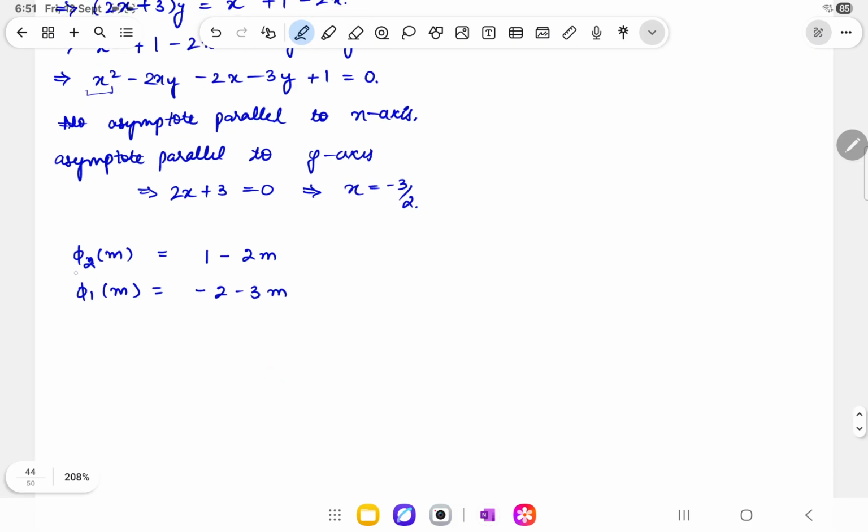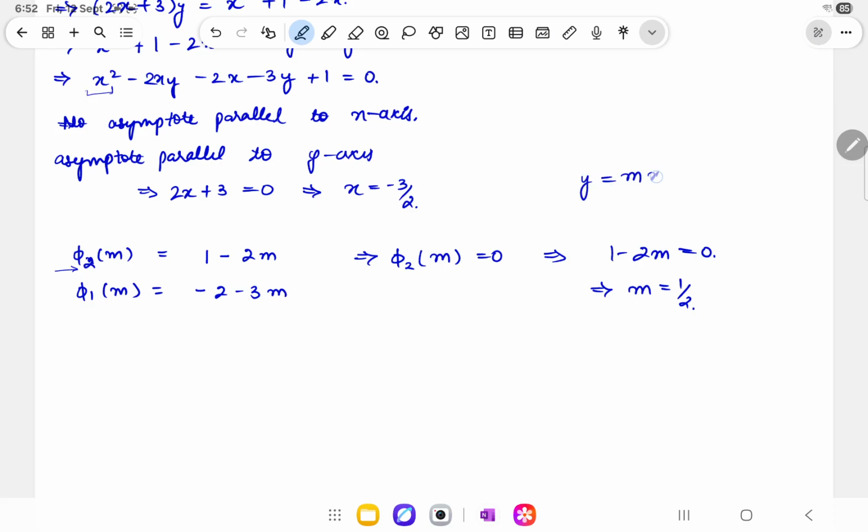So we just compare the highest term, phi 2m, with equals to 0. If I equate phi 2m with 0, I'll be getting 1 minus 2m equals to 0. So from here I got m equals to 1 by 2. That is basically the slope of the asymptote. Asymptote is basically a straight line, so that will be of form y equals to mx plus c.